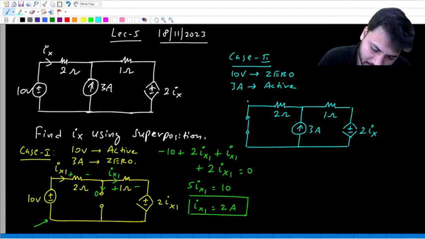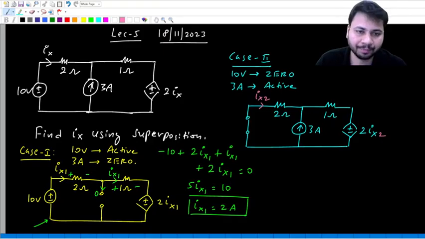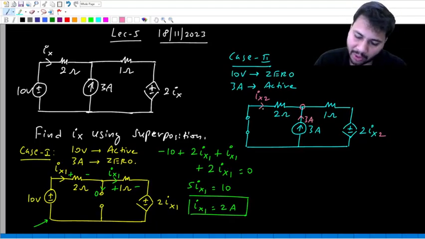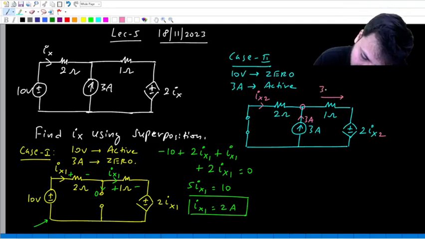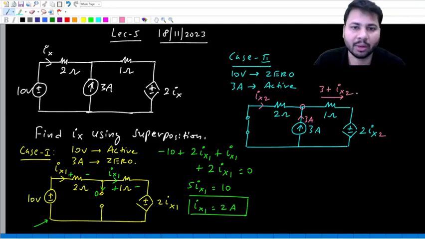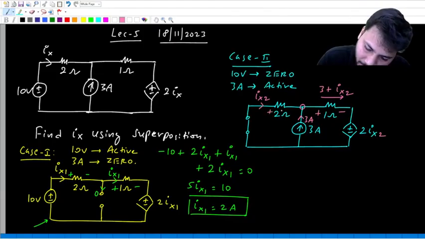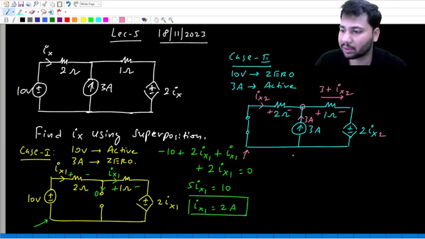So in case 2, let us call the value of Ix as Ix2. Then this is also Ix2, okay. Now what is this current? It is 3 amps. Now if you look at this particular point, Ix2 is entering, 3 is also entering. So what will this current be? Will it not be 3 plus Ix2, by KCL? So what is the drop across this? 1 times the current. What is the drop across this? 2 times Ix2.